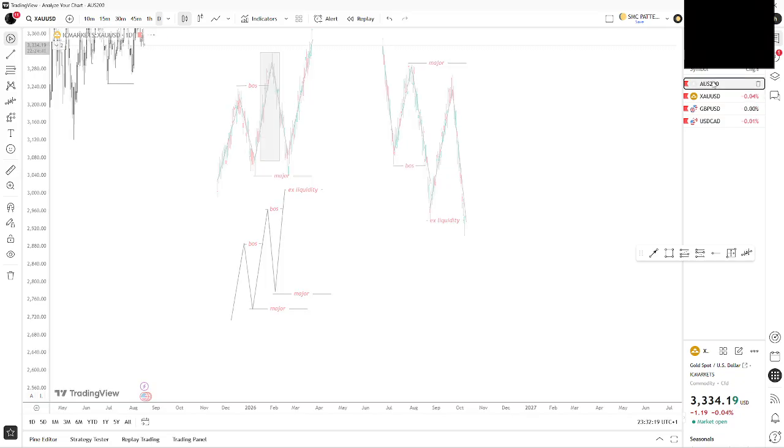Red market. Yeah, you can see that. Then we'll go straight to it.